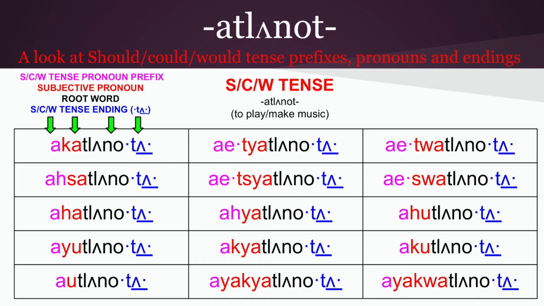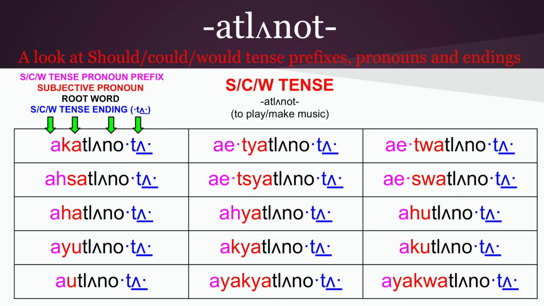It's helpful to know that, helpful to hear that, helpful to see it, okay? The next one that's highlighted is the red, that's the pronouns. See if you can notice any changes that happen to the pronouns in this tense. The black is the root word, the blue is the ending. Oh, same ending again as the past tense and the future tense. Remember, past, future, should, could, or would, they all share the same ending.